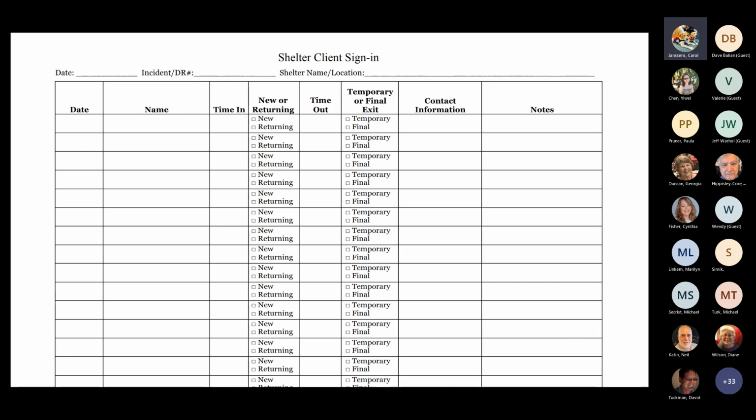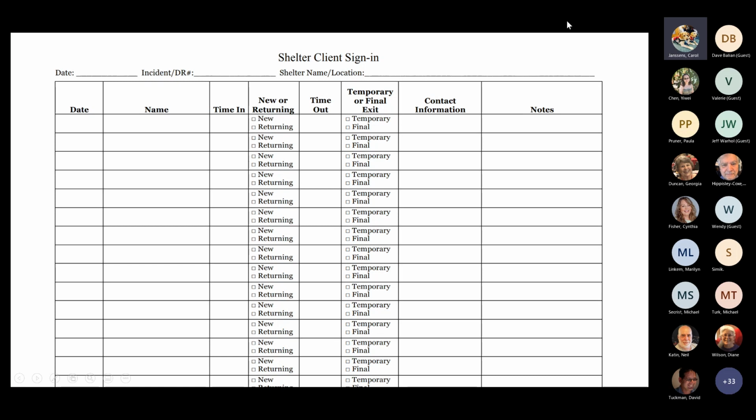One thing I usually do is put these on a clipboard and cover them with a piece of paper. If somebody comes looking for someone who might not want it known that they're there, they could come up to the registration person, look at the sign-in sheet, and see that the person is there. So we cover it up to keep the confidentiality.